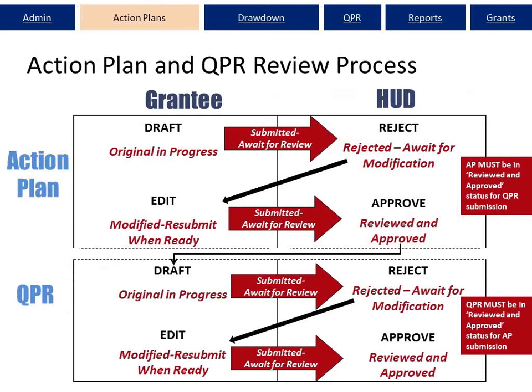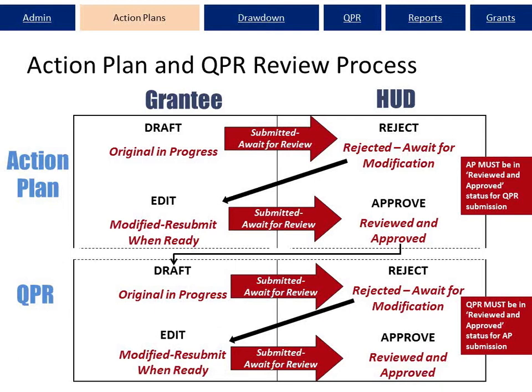So real quickly, in terms of the process, you'll see things that are actually document status, that we have the same document status types for action plan versus QPRs. And the main thing to remember about your document status is it tells you whether or not you can edit something. It tells you whether or not HUD can review it. So when something's first drafted, whether it's an action plan or QPR, it'll say original in progress. As soon as you submit that, it goes submitted, wait for review. You can no longer edit those documents.